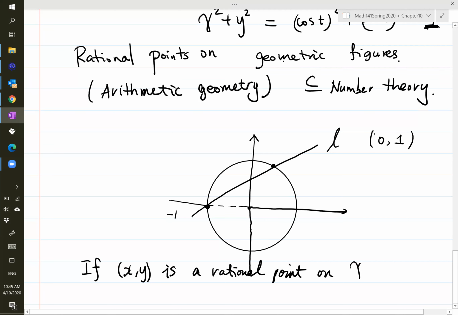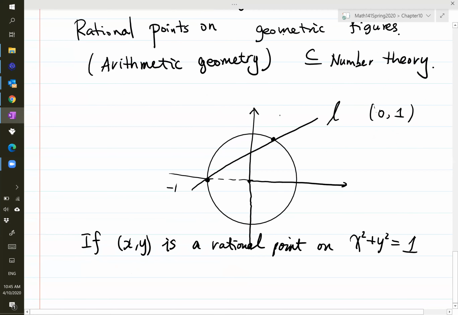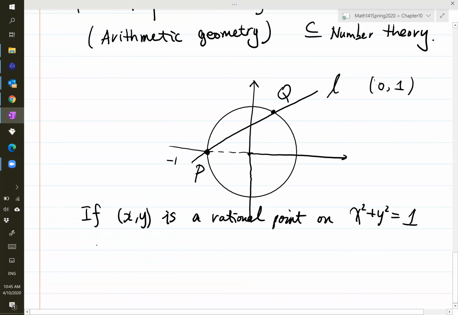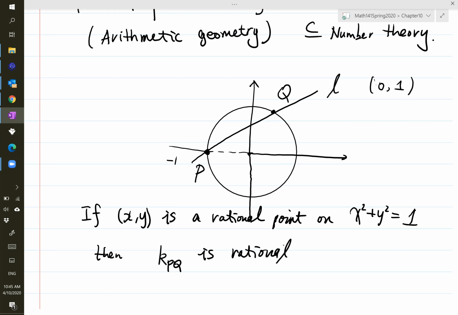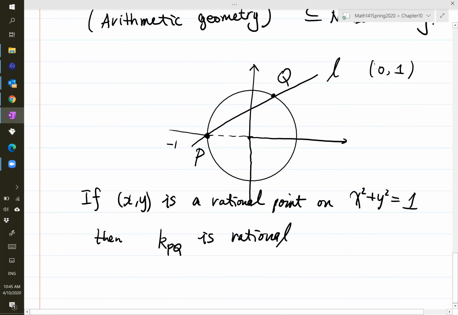Rational slope. If (x, y) is a rational point on x squared plus y squared equals 1, the unit circle, let this point be P, and let's use Q again. Let's use PQ. Then the slope of PQ is rational. Conversely, this is also true. If the slope of PQ is rational, then Q is also rational.